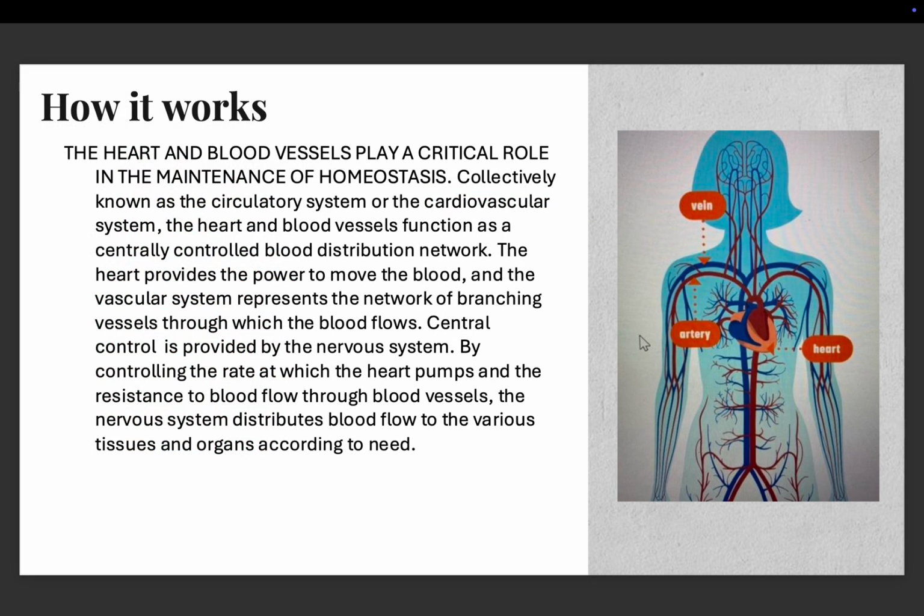How it works. The heart and blood vessels play a critical role in the maintenance of homeostasis, collectively known as the circulatory system or the cardiovascular system. The heart and blood vessels function as a centrally controlled blood distribution network. The heart provides the power to move the blood, and the vascular system represents the network of branching vessels through which the blood flows. Central control is provided by the nervous system. By controlling the rate at which the heart pumps and the resistance to blood flow through blood vessels, the nervous system distributes blood flow to the various tissues and organs according to need.